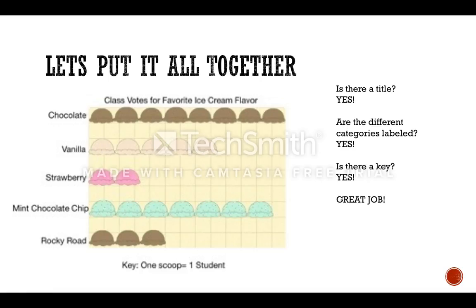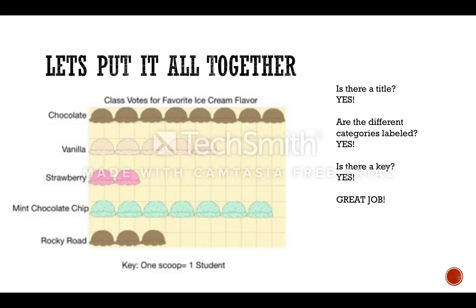But what if I said that 1 scoop doesn't equal 1 student anymore? What if it equaled 2 students? So we'd have to change the key. We'd have to erase our 1 and make that a 2. So let's pretend it's a 2.